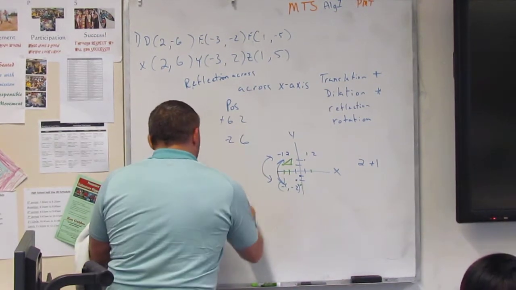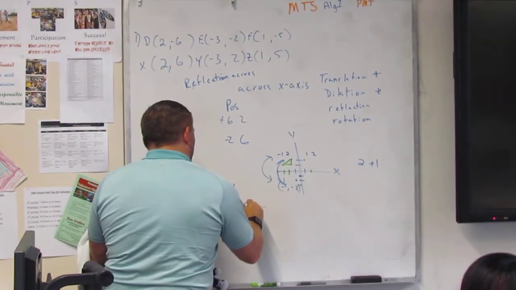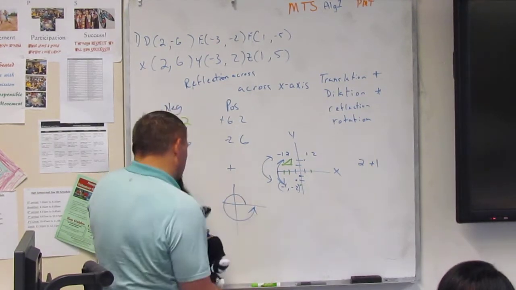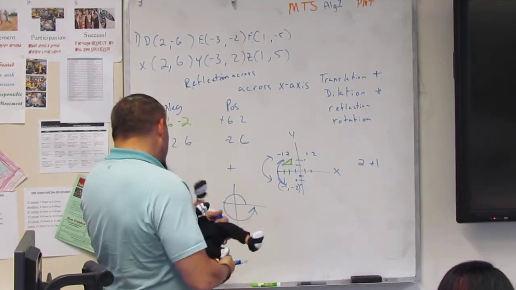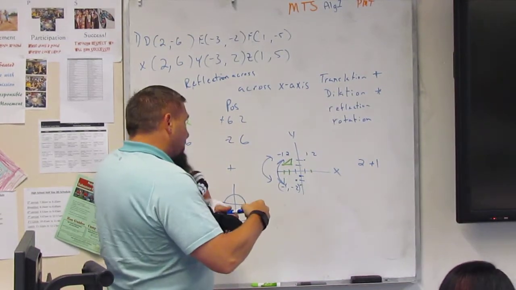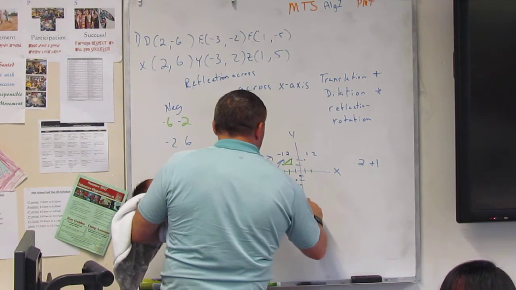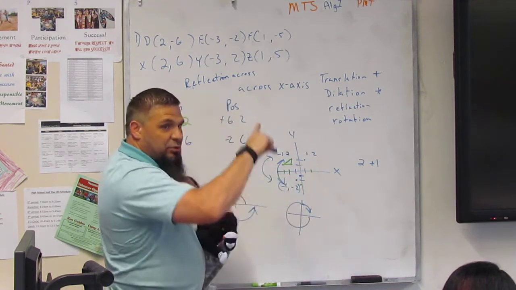Because the one thing we have to remember is positive rotation goes this way, that's positive. And then negative rotation goes that way because we're going down.